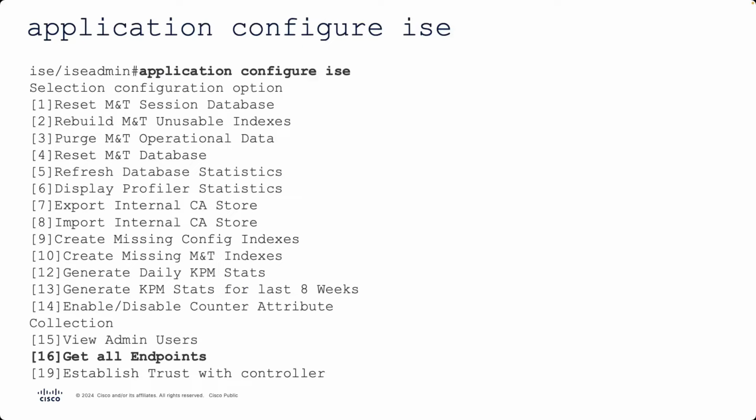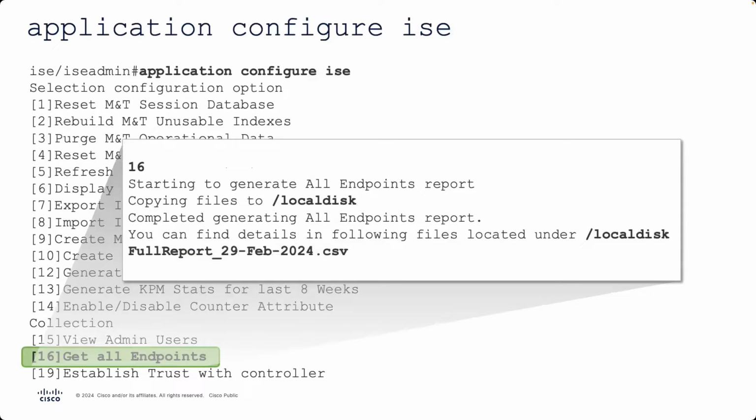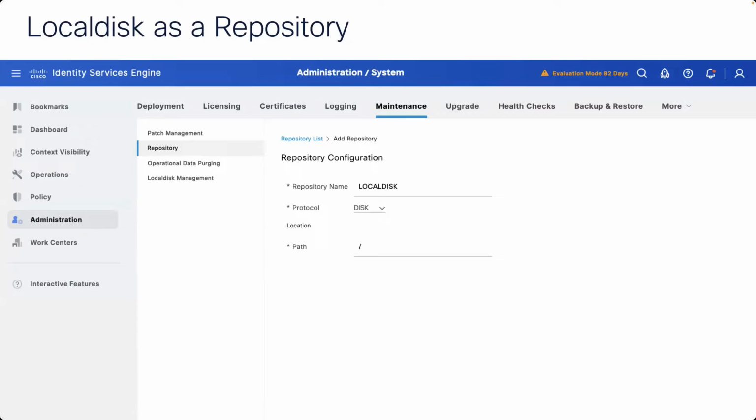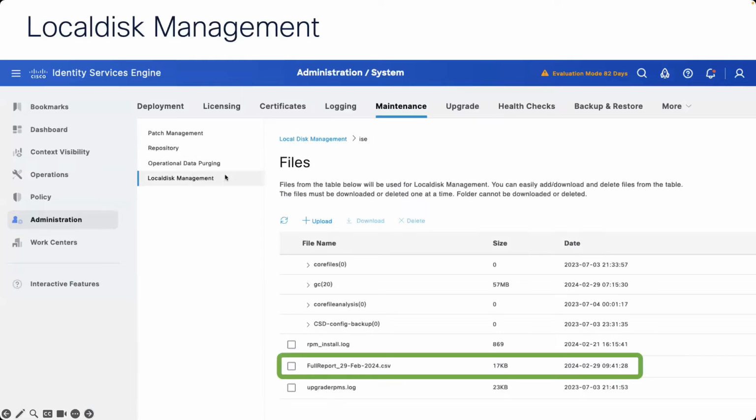So to do it, you go in to application configure ISE on the command line, on the CLI, and you enter option 16 to get all endpoints. It's going to export a report of all those attributes for every single endpoint it knows about in its database to the local disk. And then if you're wondering, Thomas, what is a local disk? It is this local disk repository that you can configure. And then once you've done that, you just simply go down to this local disk management right here, and you'll be able to see the full report that you've exported right there.